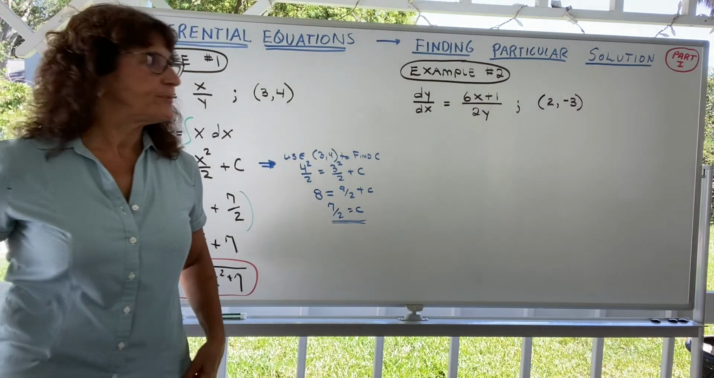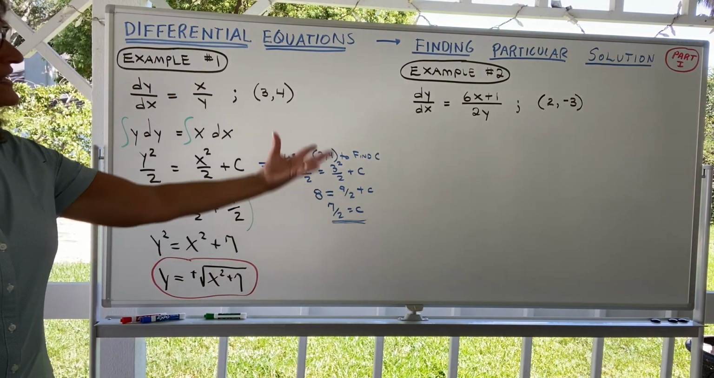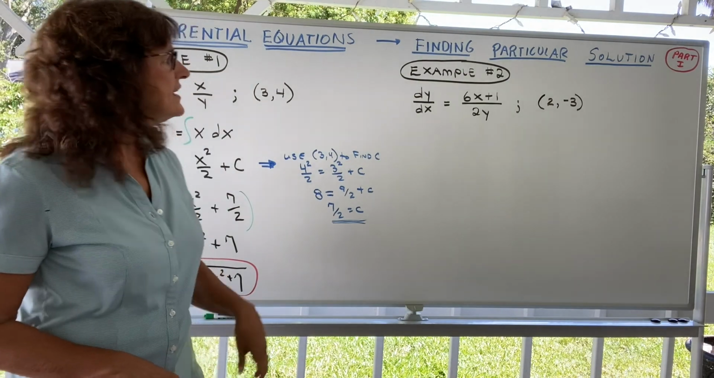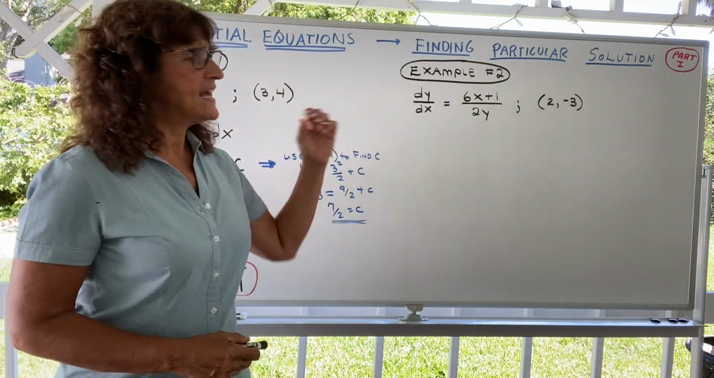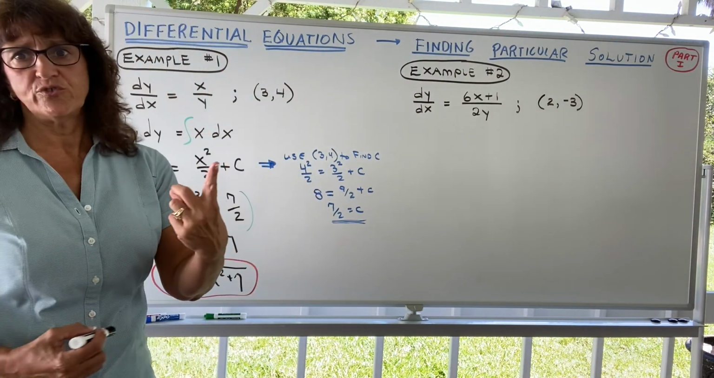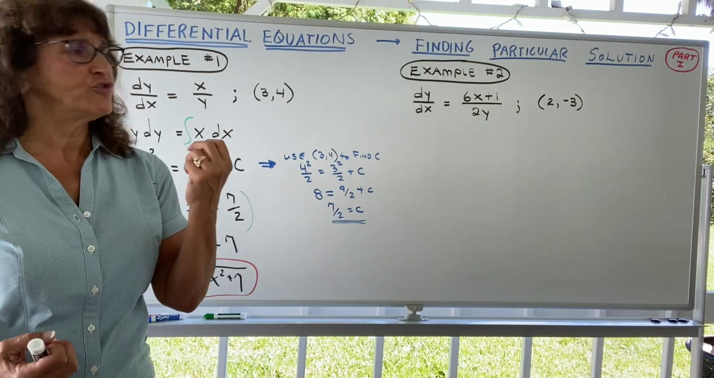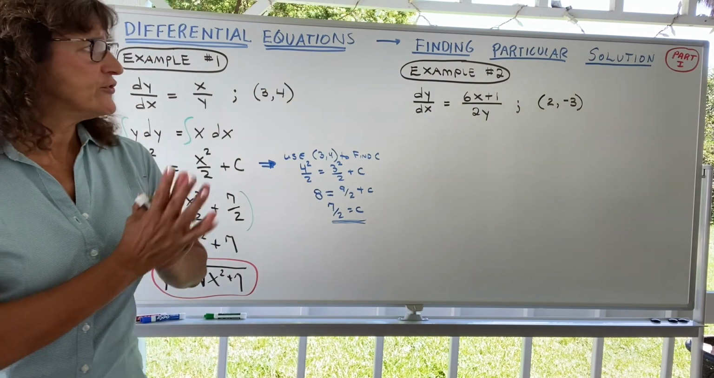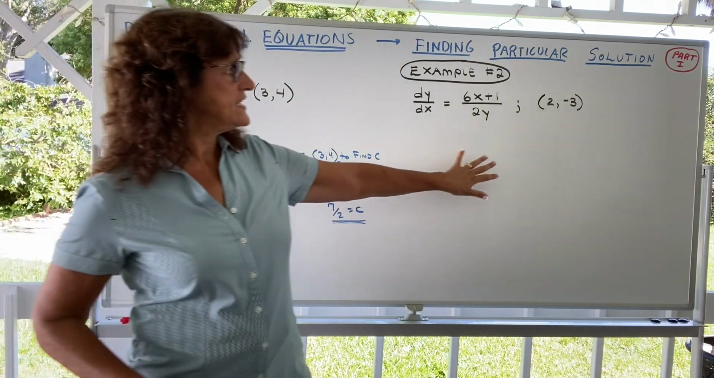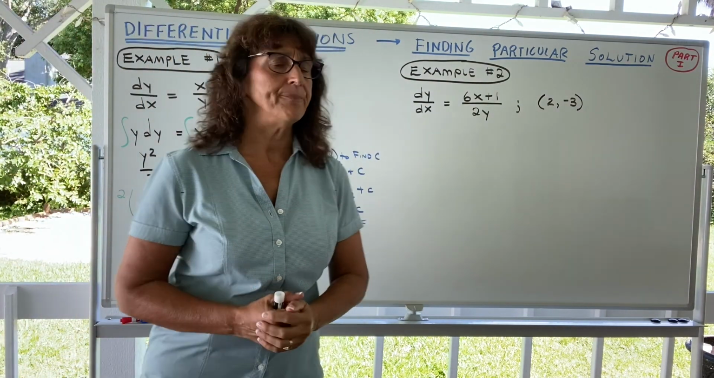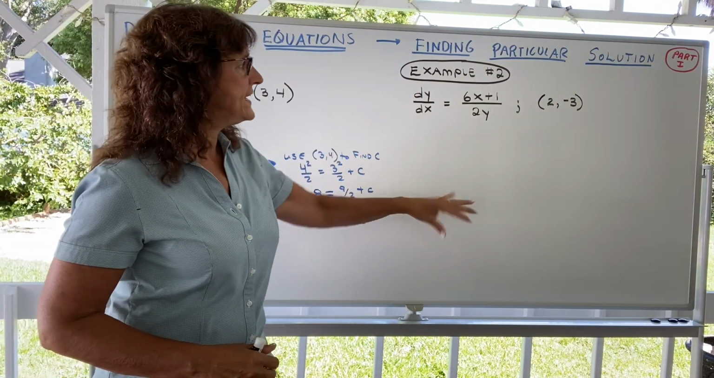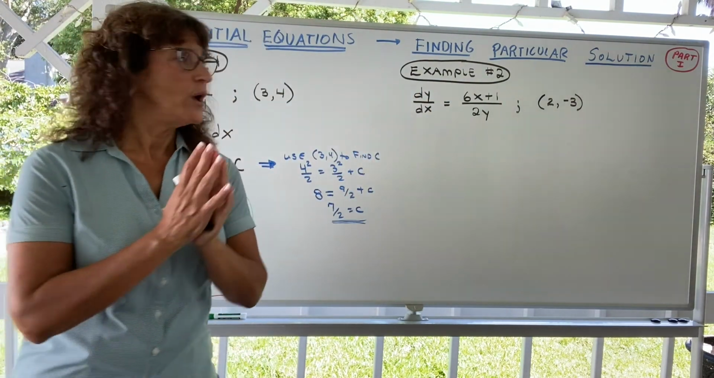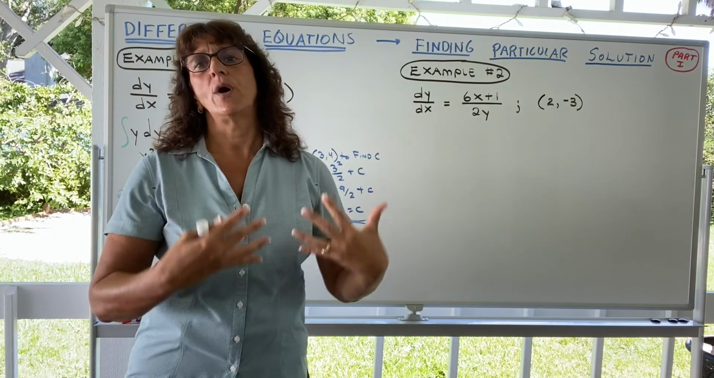All right, so that's example number 1. Let's take a look at example number 2. Example number 2: dy dx, this is our derivative notation, first order differential equation, so it's a first derivative, is 6x plus 1 over 2y. So there's our differential equation. The initial condition here is 2, negative 3. So we want to go ahead and solve the differential equation. We have the derivative, we want the function.